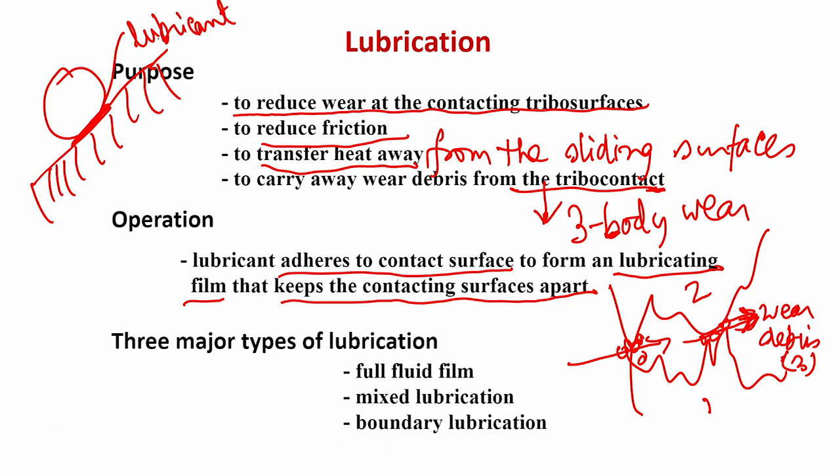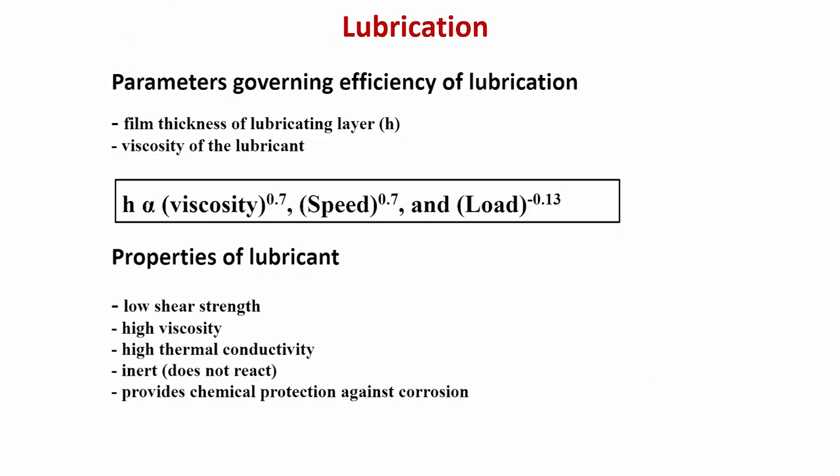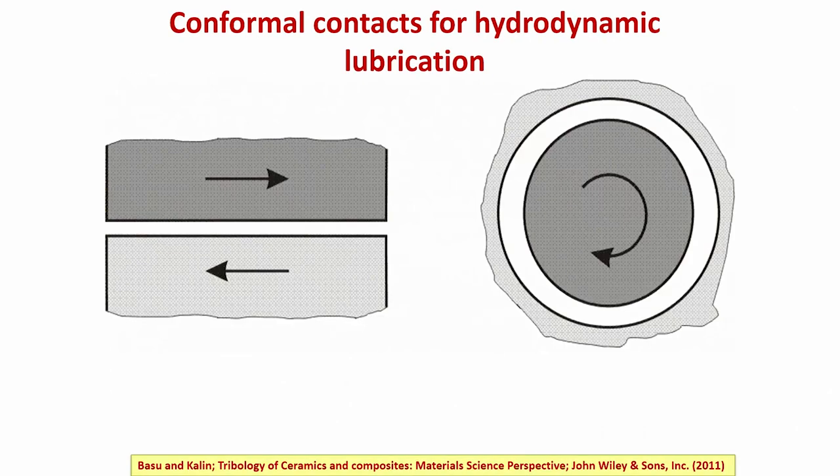They make a film, and this film is important, as it keeps these two bodies apart. Now, there are three major types of lubrication. One is full fluid film, the second is mixed lubrication, and the third is boundary lubrication. We will see all these different types of lubrication one by one in the next few slides.